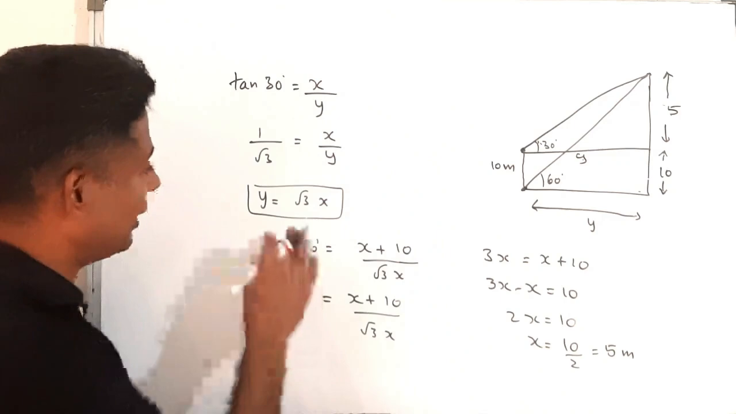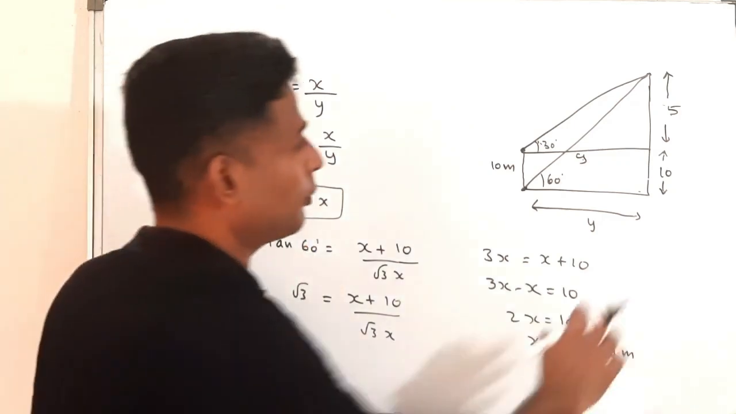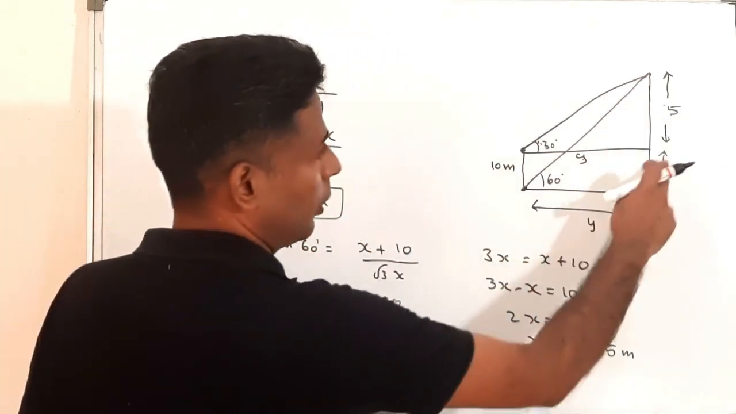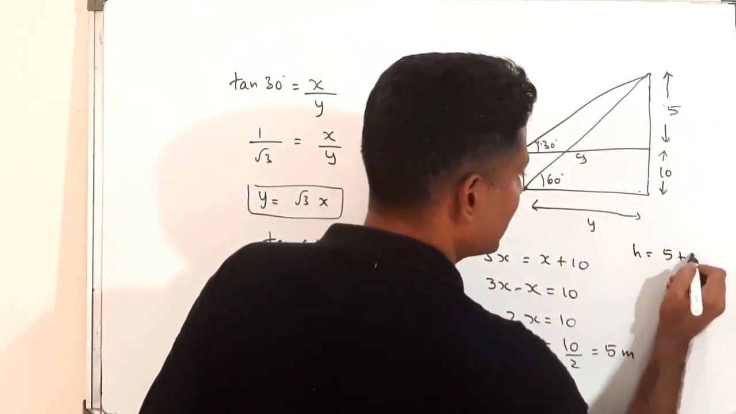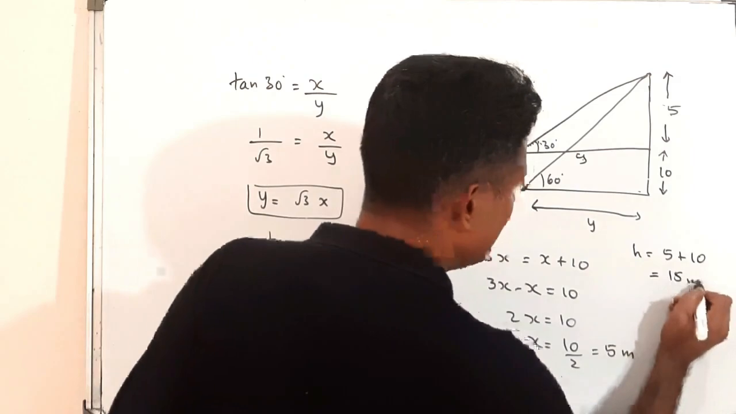Now we don't have to find the value of y. Why? Because they only asked us to find the height of the tower. So what will be the height of the tower? 5 plus 10. So height of tower is 5 plus 10 equal to 15 meters.